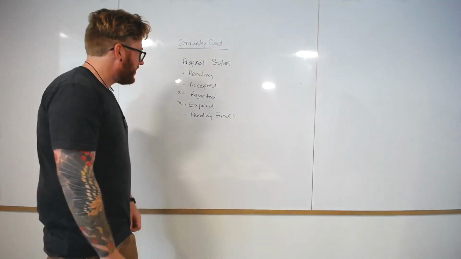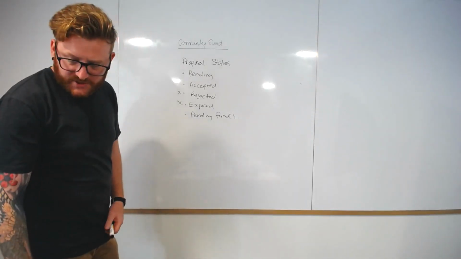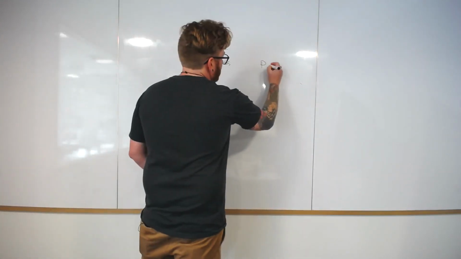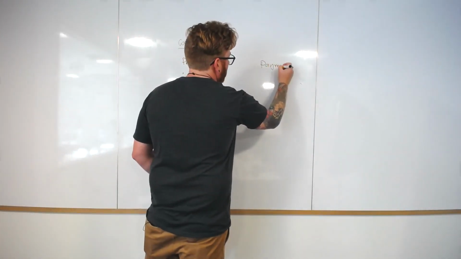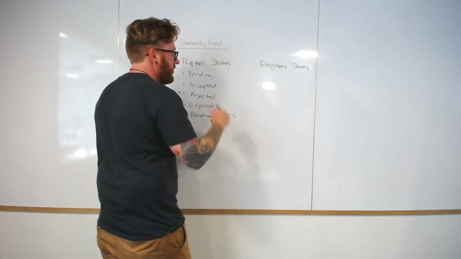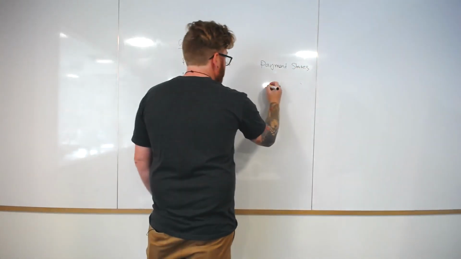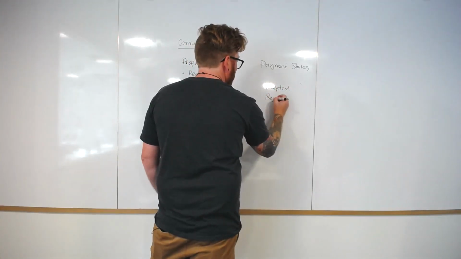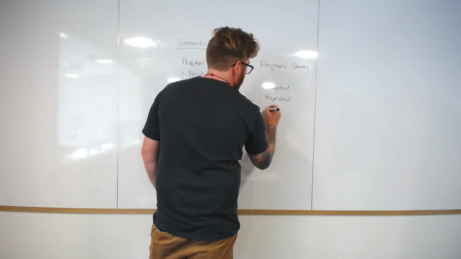Payment states are pretty much the same. There's a couple less. So with payment states, we pretty much just have accepted, rejected, and expired.